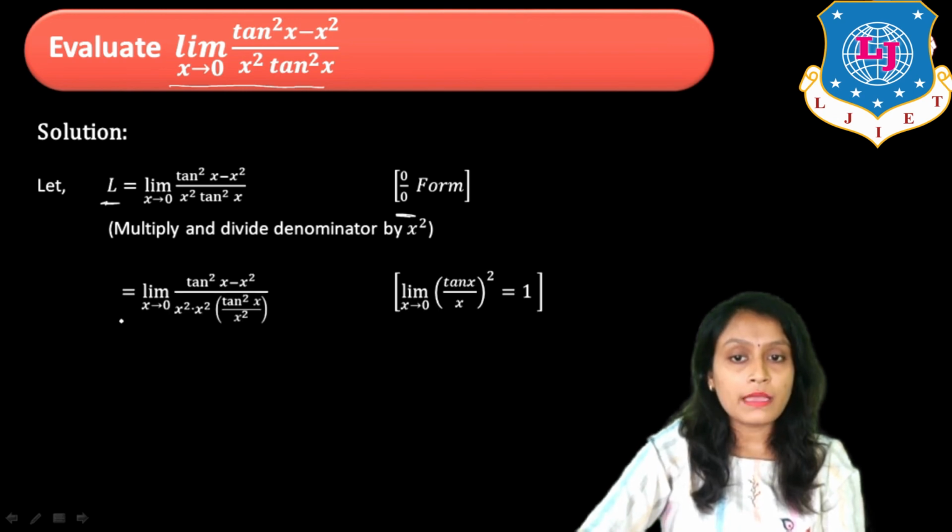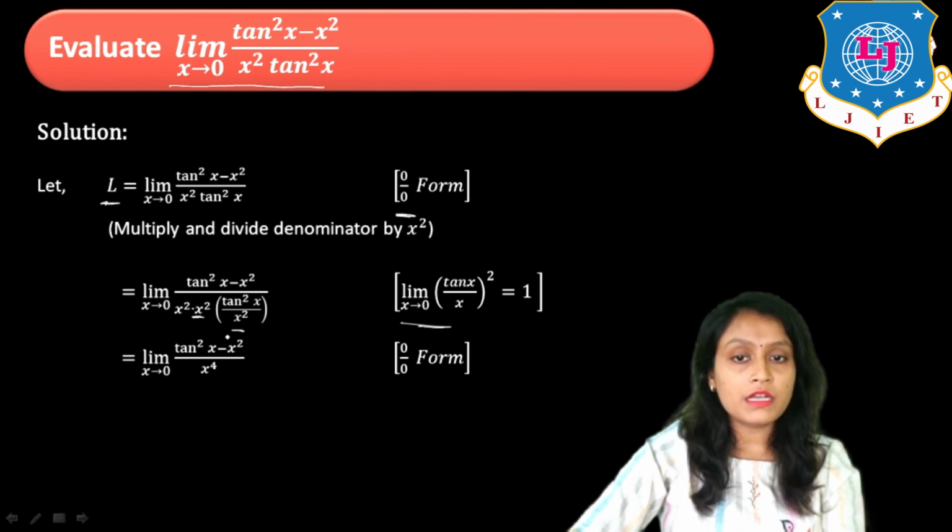So what will happen is limit x tends to 0, tan square x minus x square, this x square as it is. Now we will multiply by x square and divide by x square, so you will get this term. Now we know this formula, that is limit x tends to 0, tan x upon x is equal to 1. So we will use this. This term will become 1, right? So what will remain is tan square x minus x square upon x raised to 4.